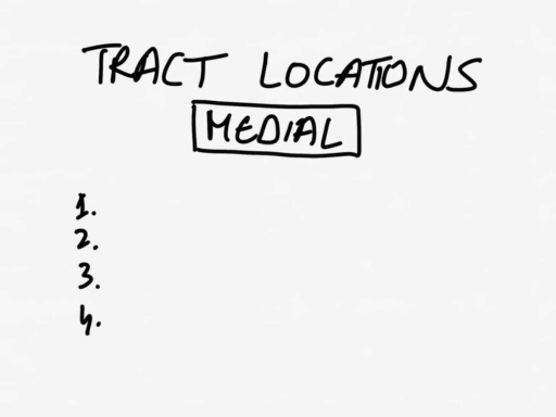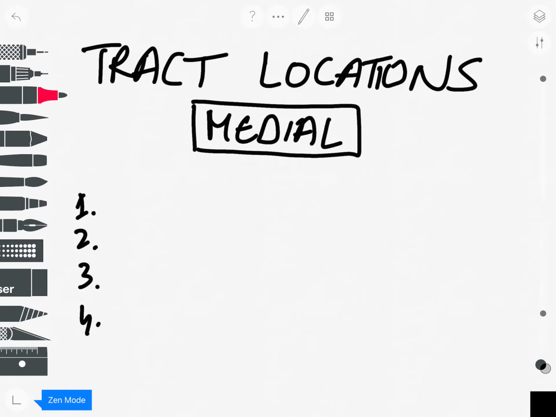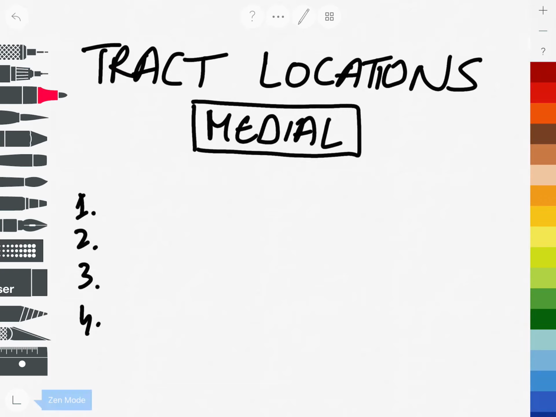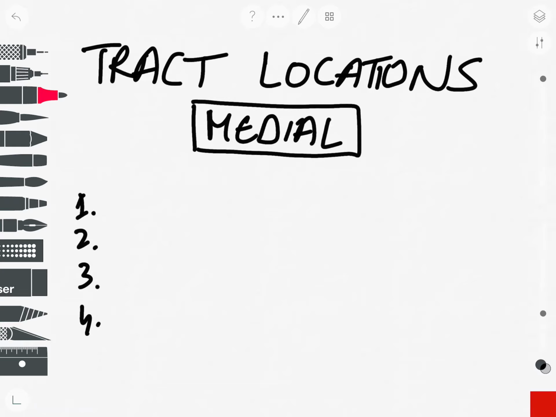So now we'll move on to the tracts. What do I mean by tracts? Well, I mean the different types of fibers running through the spinal cord or the brainstem. You have a tract that's involved in pain and temperature, which is the spinothalamic tract. Then you have one which is involved in motor, which is the corticospinal tract, and so on and so forth.